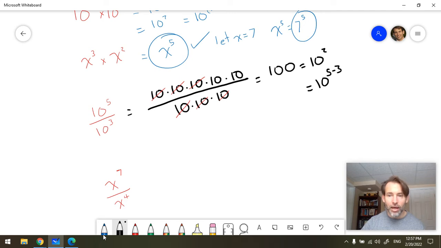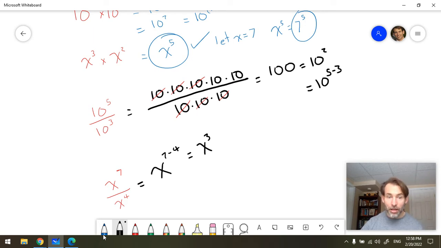Okay, when dividing, subtract the exponents. We always subtract the one on the bottom. We always add the one on the top. So that's why it's positive 5 minus 3 down there. Now if I have x to the 7 over x to the 4, by the same logic, that's x to the 7 minus 4. That's equal to x to the 3.